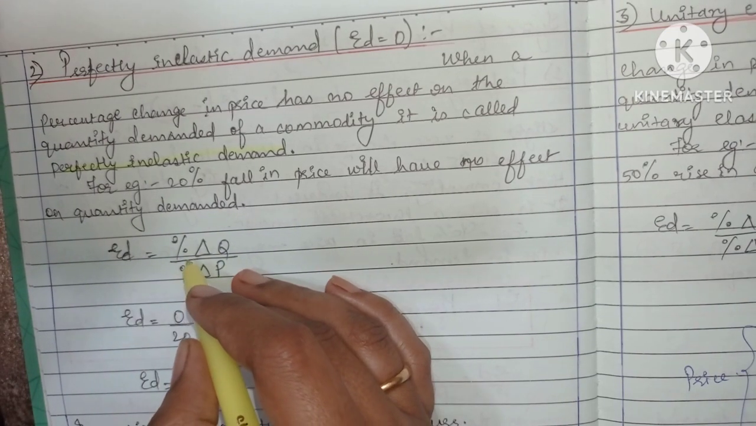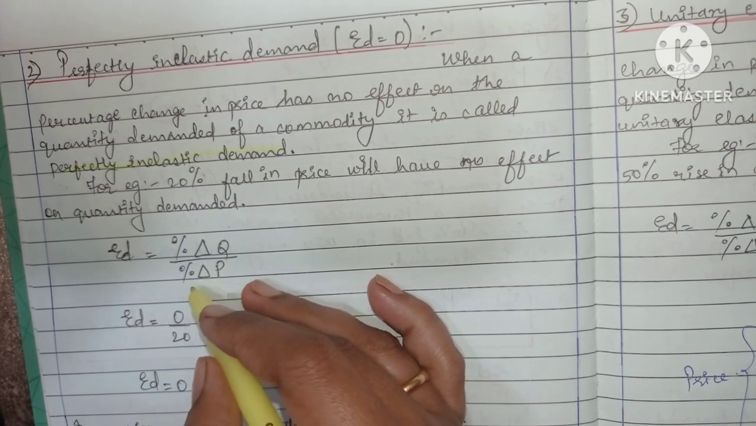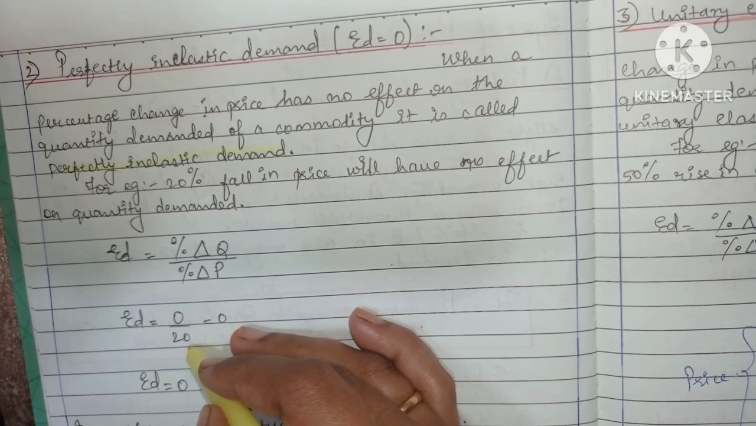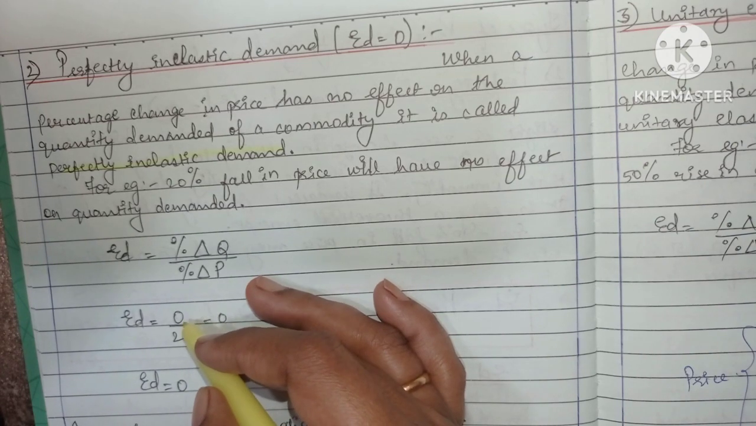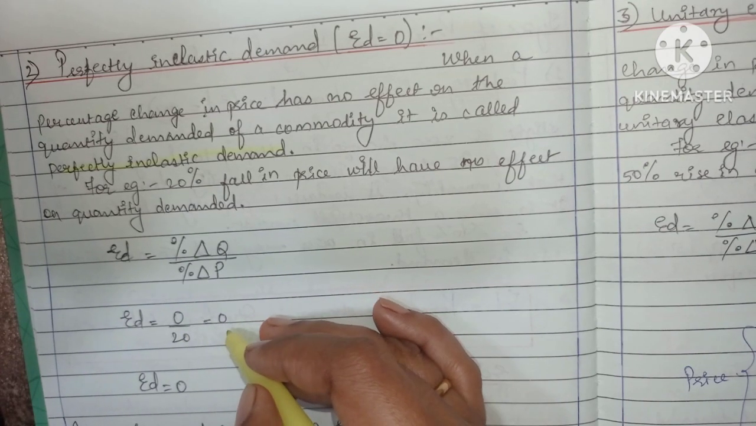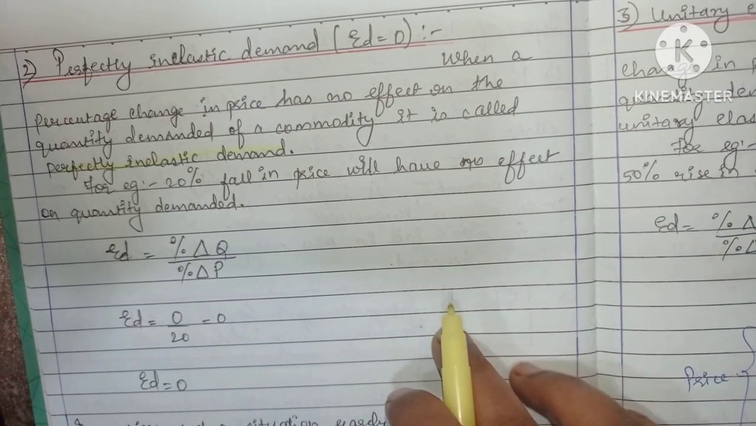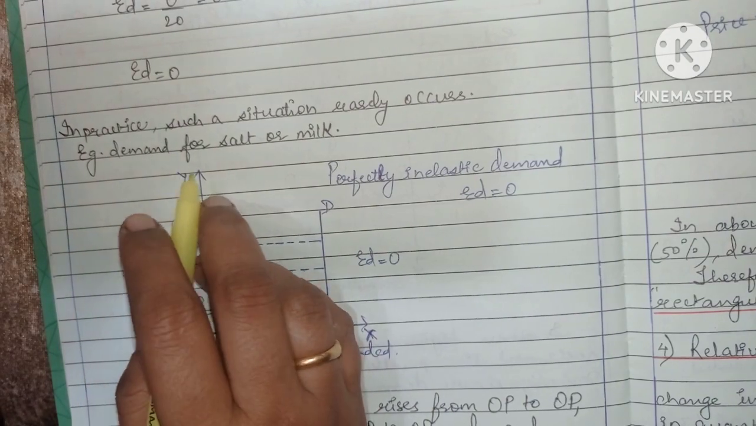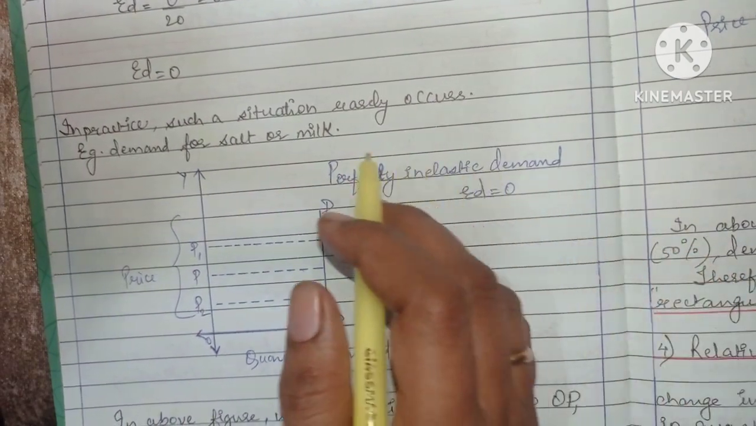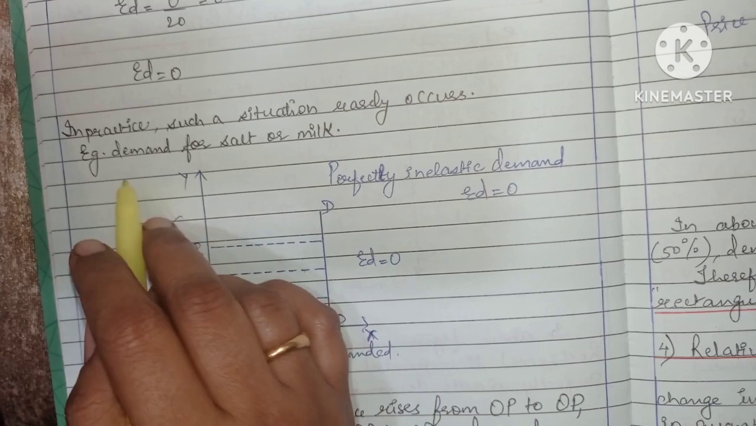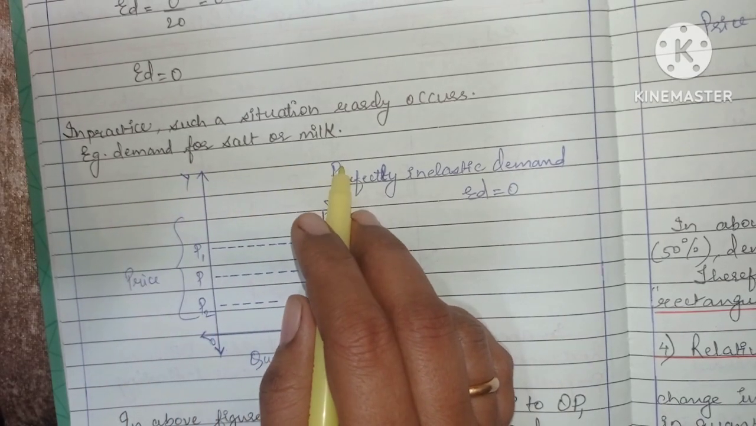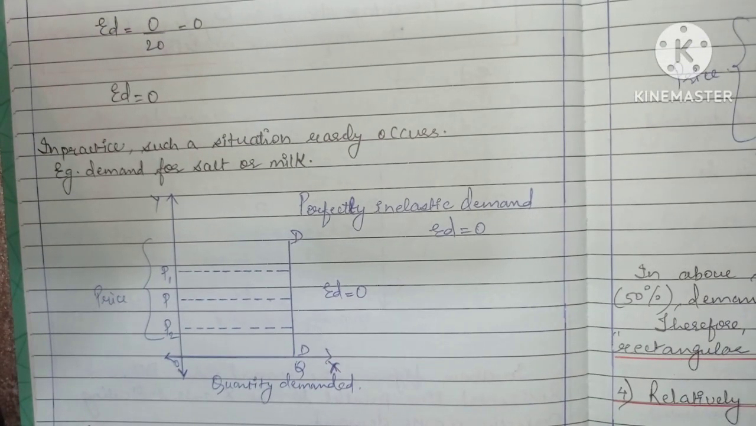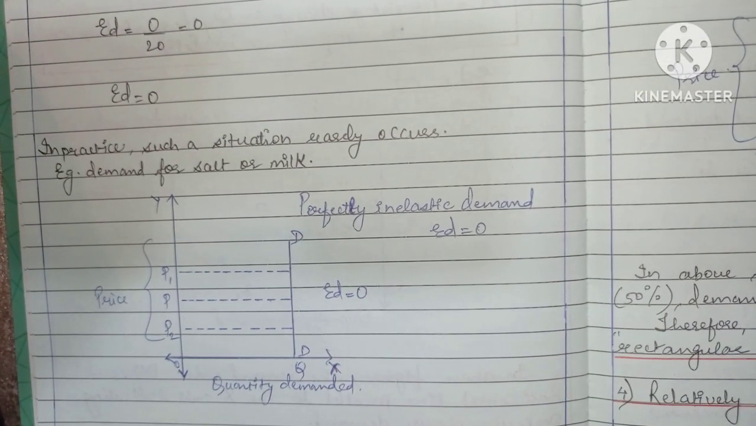Okay, so ED is equal to percentage change in quantity divided by percentage change in price. So ED, suppose 0 divided by 20, is equal to 0. So ED is equal to 0 over here. In practice, such a situation rarely occurs. So remember this, it rarely occurs. And as I've given the example, demand for milk and salt, we don't have a substitute for these, and that's why if anything happens to the price of these, there will be no change in demand.